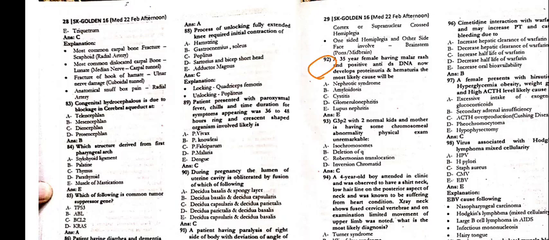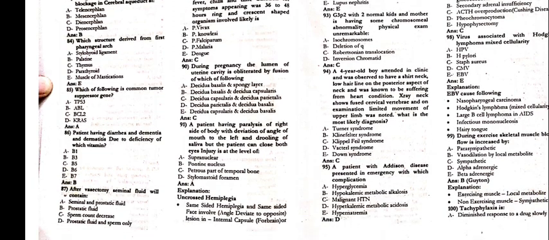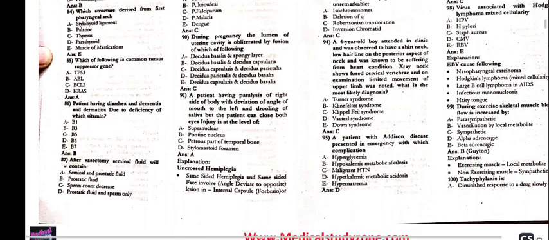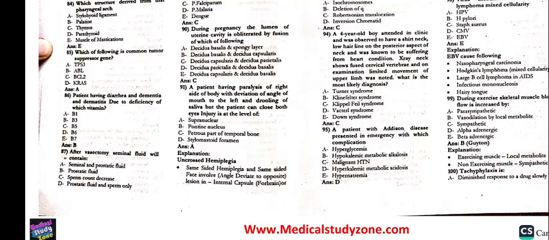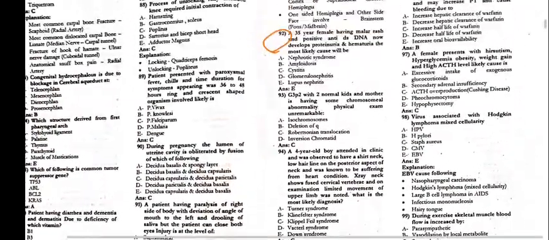83, the congenital hydrocephalus is due to the blockage in the cerebral aqueduct at the B, mesencephalon. 84, which structure is derived from the pharyngeal arch? It is muscles of the mastication. 85, the following is the common tumor suppressor gene. It is A, TP53. 86, the patient having diarrhea, dementia, and dermatitis due to the deficiency of vitamin B3. 87, after vasectomy, the seminal fluid will contain the A, which is the seminal and the prostatic fluid.